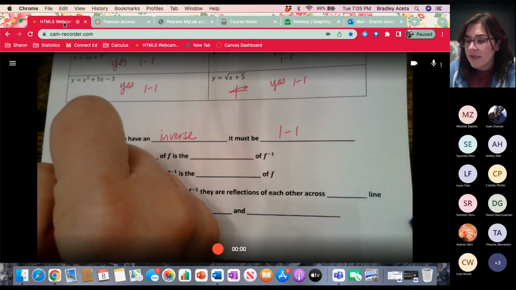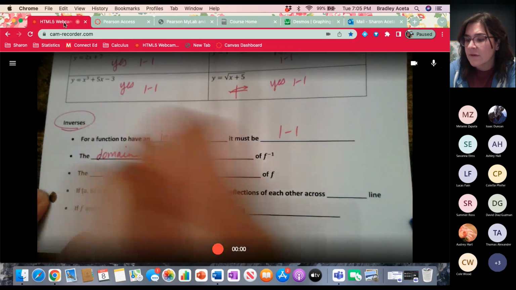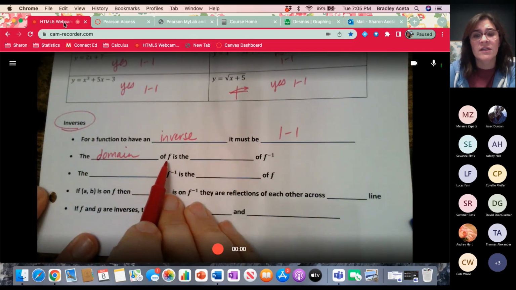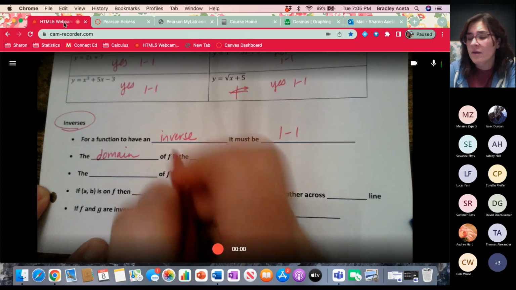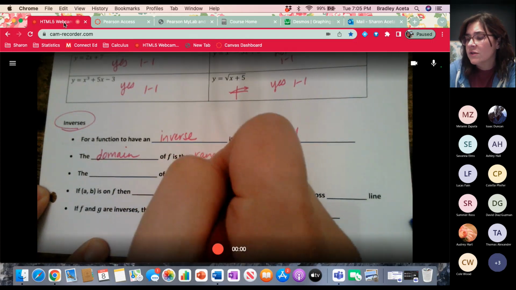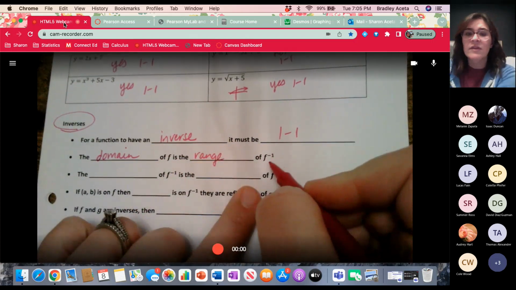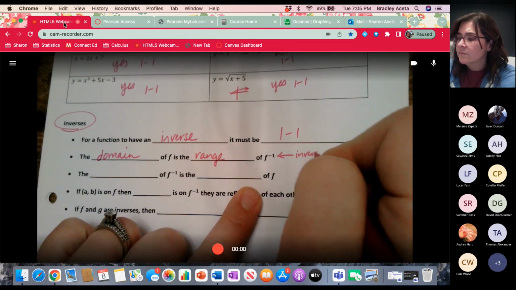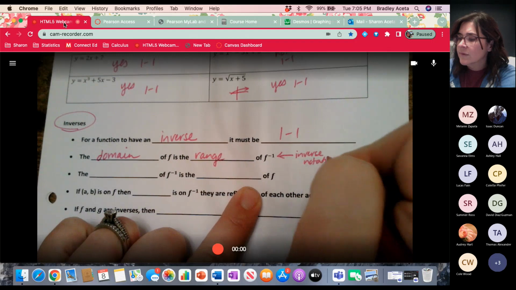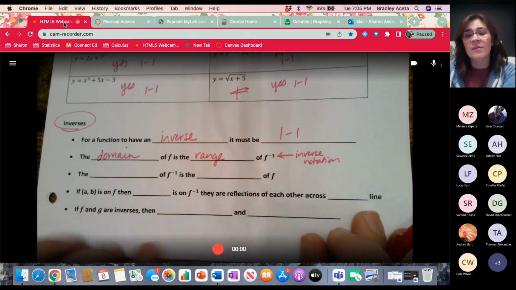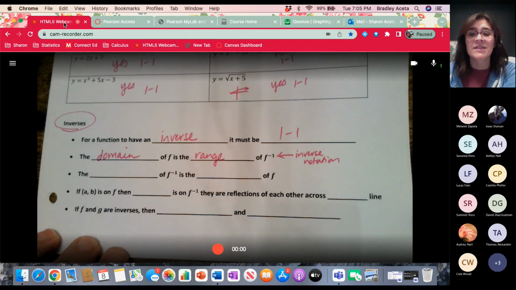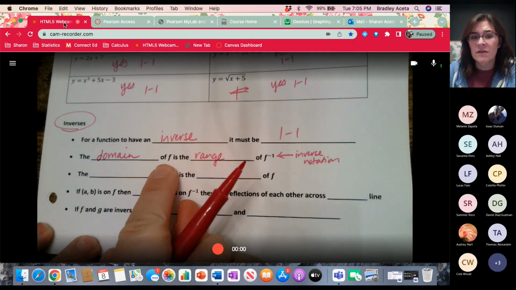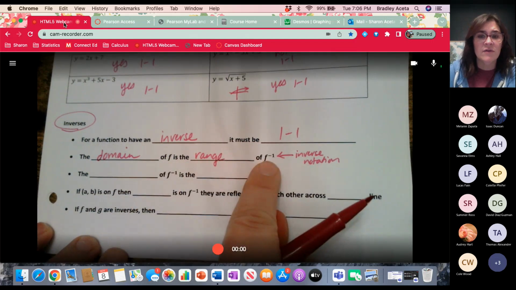The domain of your function will now become the range of the inverse. This notation is inverse notation. F to the negative 1 does not mean F to the negative 1 power as a reciprocal. It's just inverse notation for the inverse of a function. But the domain of the function becomes the range of the inverse.